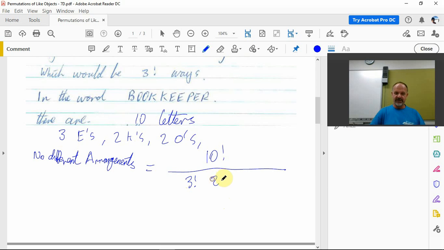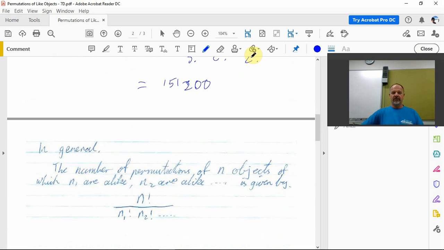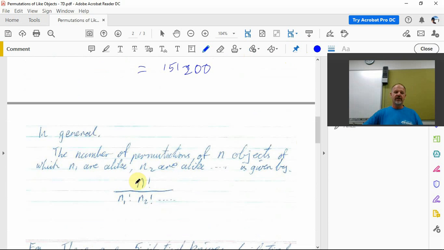Because there's 2 K's, we need to divide by that as well. And because there's 2 O's, we need to divide by 2 factorial. And that's a calculator job. And when you do that, you get 151,200 arrangements of those 10 letters that actually look different to each other. So in general, the number of permutations of n objects where n1 are alike, n2 are alike, and so on, is what I've just done there. It's the total number divided by the different ways you could arrange those things amongst themselves.